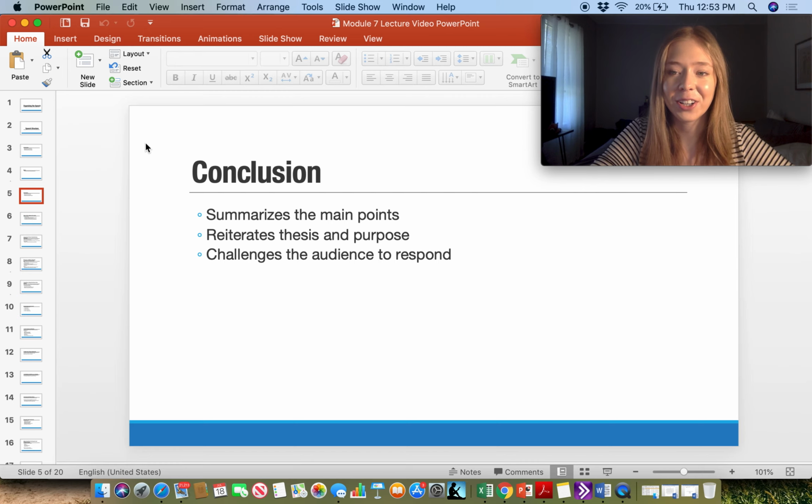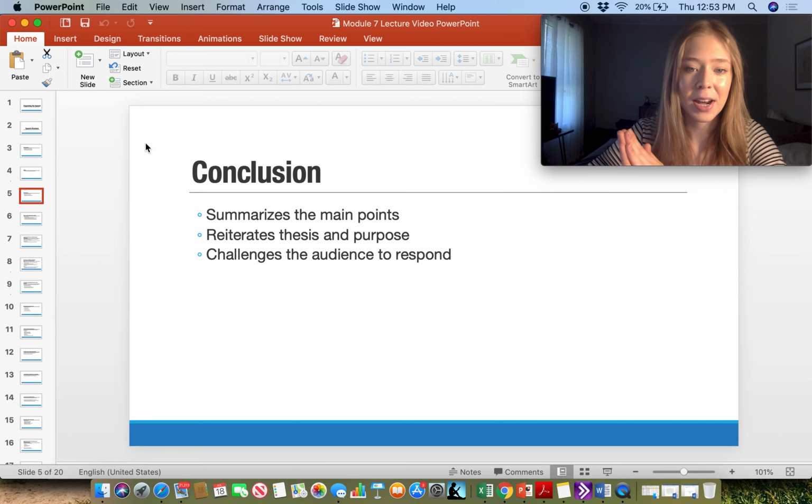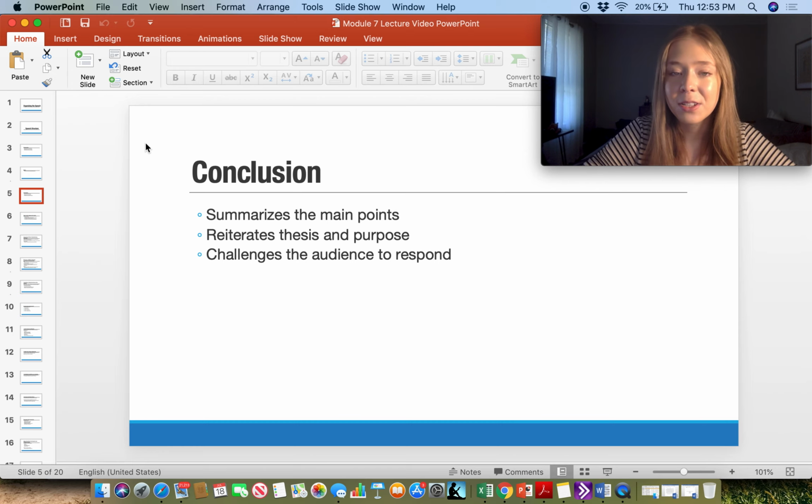And finally, we have our conclusion. This is the part where you tell the audience what you had told them already. So you summarize your main points, you restate those very clearly, you reiterate your thesis and your purpose, and you challenge the audience to respond or have a strong closing statement.